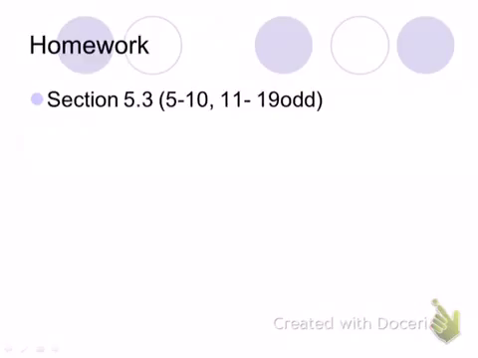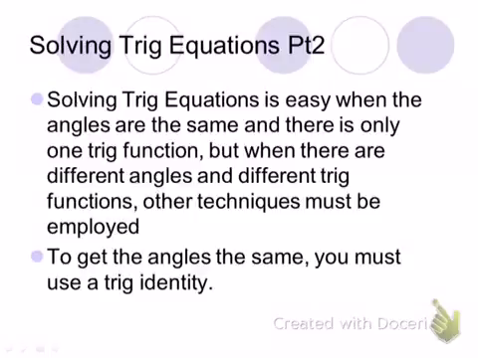All right, that was homework last night. Part 2, solving trig equations is easy when the angles are the same and there's only one trig function. So what we're going to look at today is some equations that have sine and cosine in them. All right, and different angles. One might be a 2x and the other angle is x. So we're going to have to use some trig identities and or some algebra to make the angles the same.